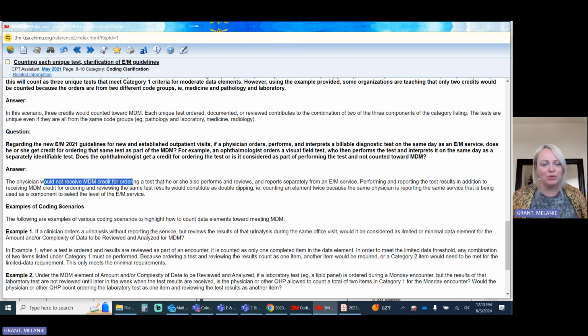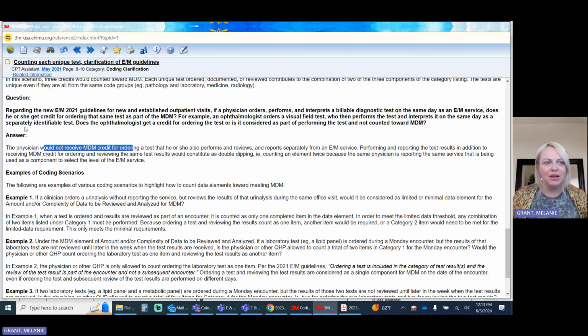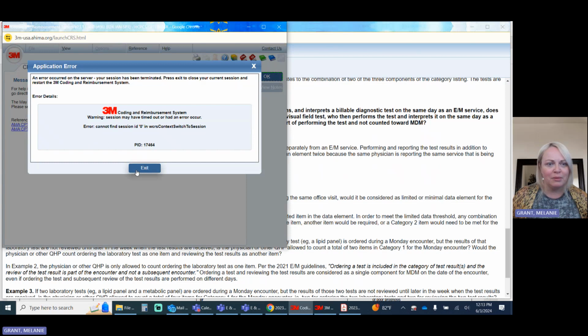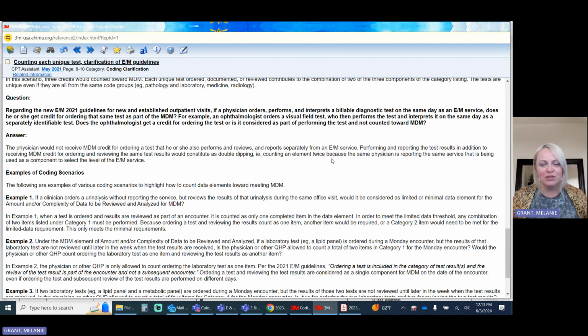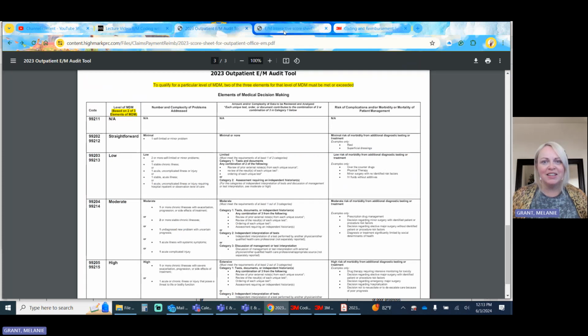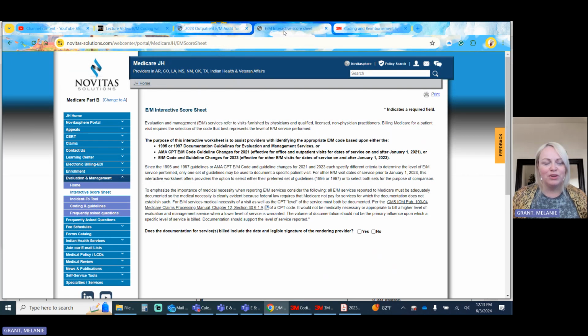Now, this particular tool is available from 3M, but you can get it from the CPT Assistant. And as we mentioned earlier, that's the AMA CPT Assistant for May 2021. So those are available for coders to find. The other tool I'm going to show you today is an interactive scorecard from Novitas Solutions. So if you are in an area that utilizes Novitas for your medical coding, they've put together this really awesome interactive score sheet.